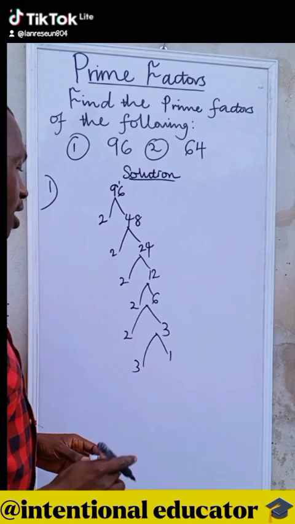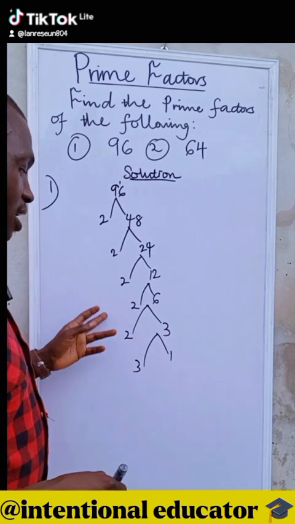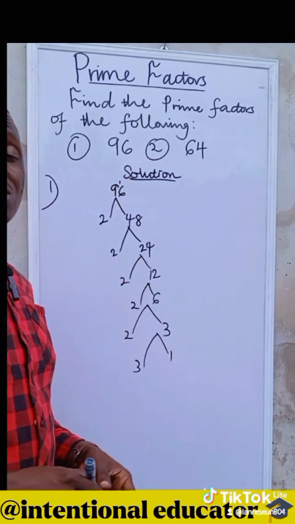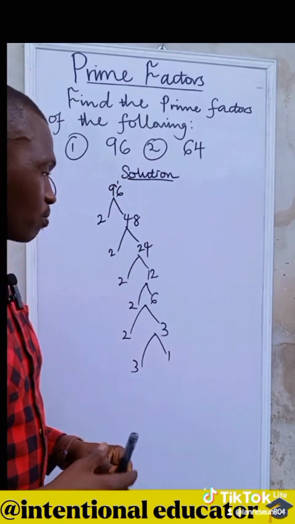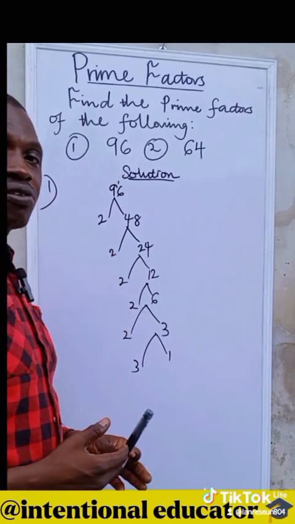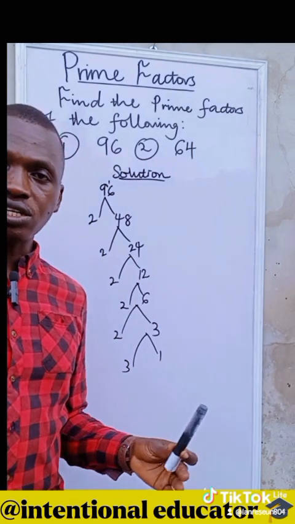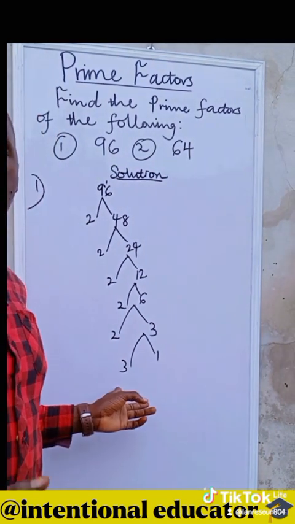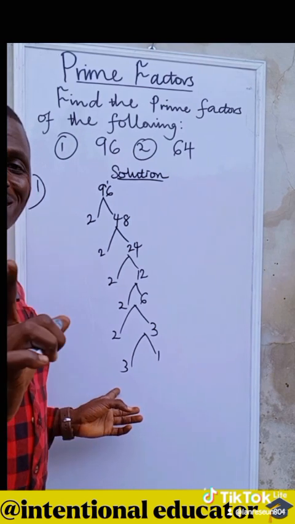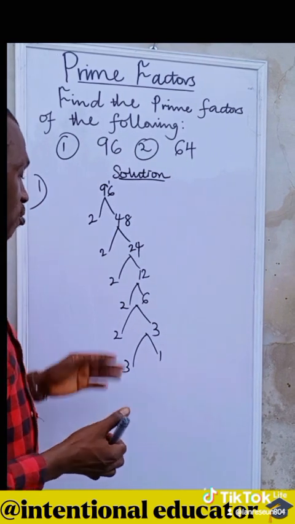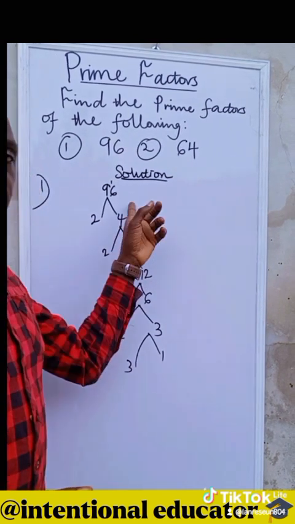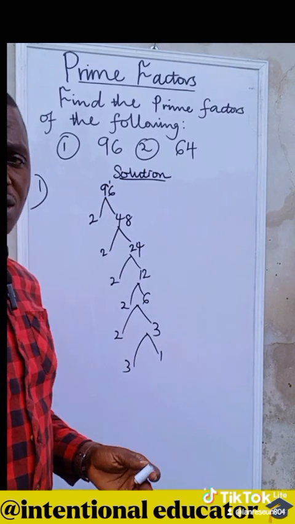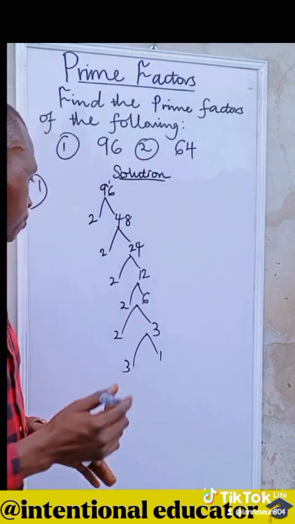All these are prime factors, they are prime numbers of 96. Now, if you look at 2 itself, it's not divisible by any number except 1 and 2. If you look at 3 here, 3 is also a prime factor. It can only be divisible by 1 and itself. So that means if you multiply all these numbers together, they will give you 96. So let's look at it. We can now write our answers in index form.